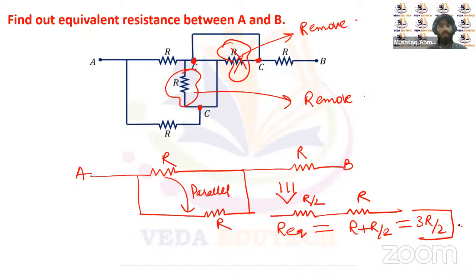So if a resistor is short circuited in the circuit, we can just remove that resistor because the current flowing through that resistor will be equal to 0. So we'll stop here.